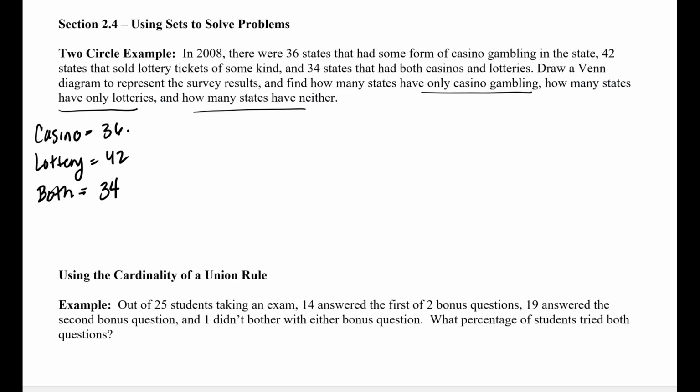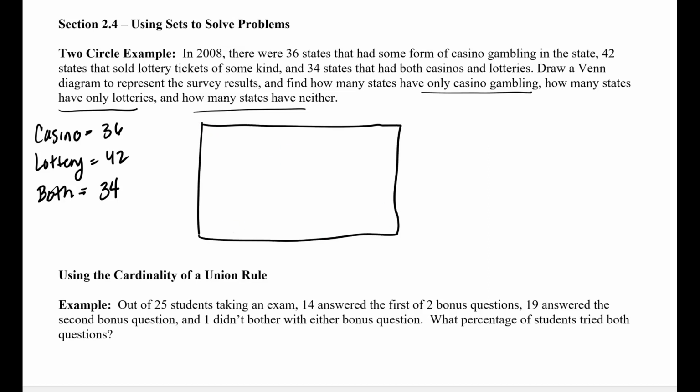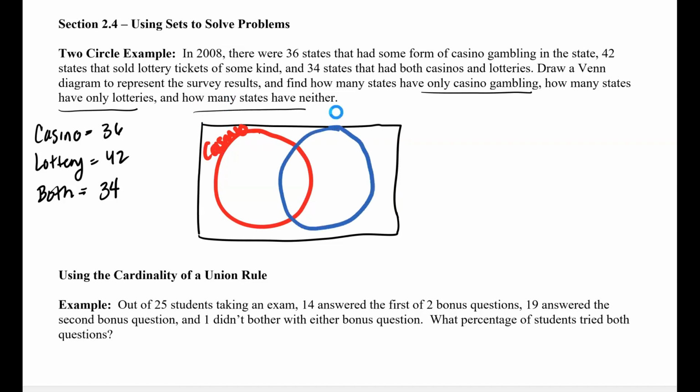So notice with my numbers here, 36 states have a casino. That doesn't tell me 36 states only have a casino. Some of those might have a lottery. So we've got to draw a Venn diagram so that we can isolate those numbers and answer these questions. So I'm going to draw a Venn diagram with 2 circles. I'm going to draw one on the left, and I'm going to call this casino, and then I'm going to draw a circle on the right, and I'm going to call this lottery.